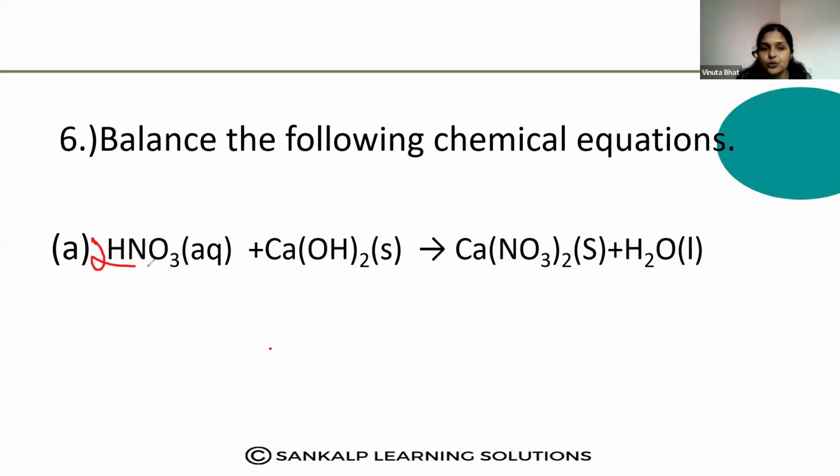Then balance the hydrogen here. Total 2 plus 2, 4 hydrogen, here only 2 hydrogen. I will add 2 here. Now hydrogen is balanced. Check the oxygen: 2 oxygen plus 6 oxygen is 8, and here also 6 plus 2, yes, that is also balanced. This is the balanced chemical reaction.